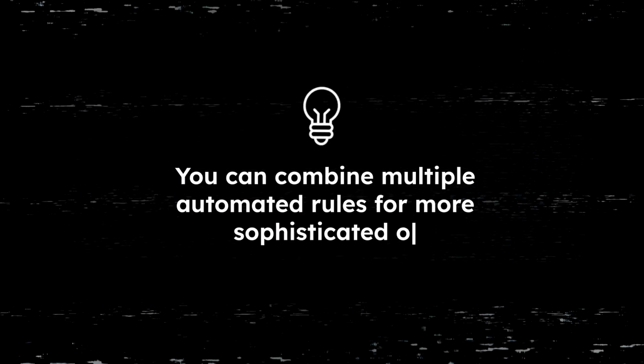Pro tip, you can combine multiple automated rules for more sophisticated optimization. For example, you could create a rule that increases budget for high performers, but only the ad set that has maintained a certain number of conversions. This helps to ensure you're scaling profitably.